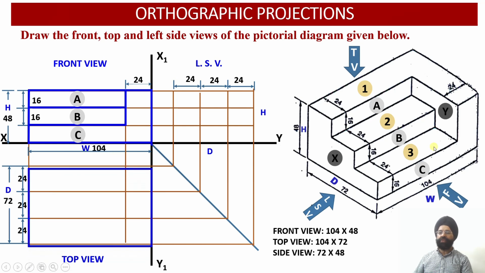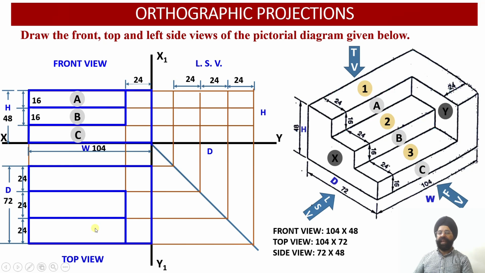So all these three surfaces, surface 1, surface 2 and surface 3, are viewed and observed as true shapes onto the top view in the horizontal plane, because surfaces 1, 2 and 3 happen to be parallel to the horizontal plane. So let us mark these surfaces.